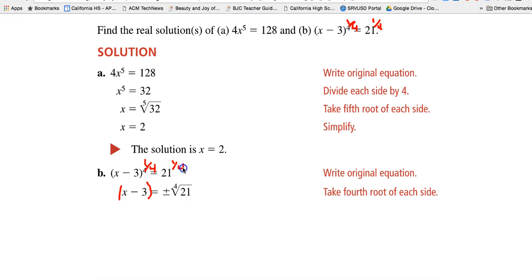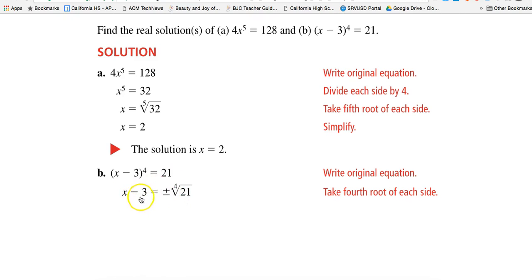Now you have to remember, when we are taking an even root, we always have to account for the positive and negative of each case. When you have an odd root, you know that your answer is either positive or negative. When you have an even root, you're going to have two potential answers, the positive and negative. Okay, so now what you do is you go through and you isolate x. So here, just like in some quadratic equations, you're going to have two potential answers.